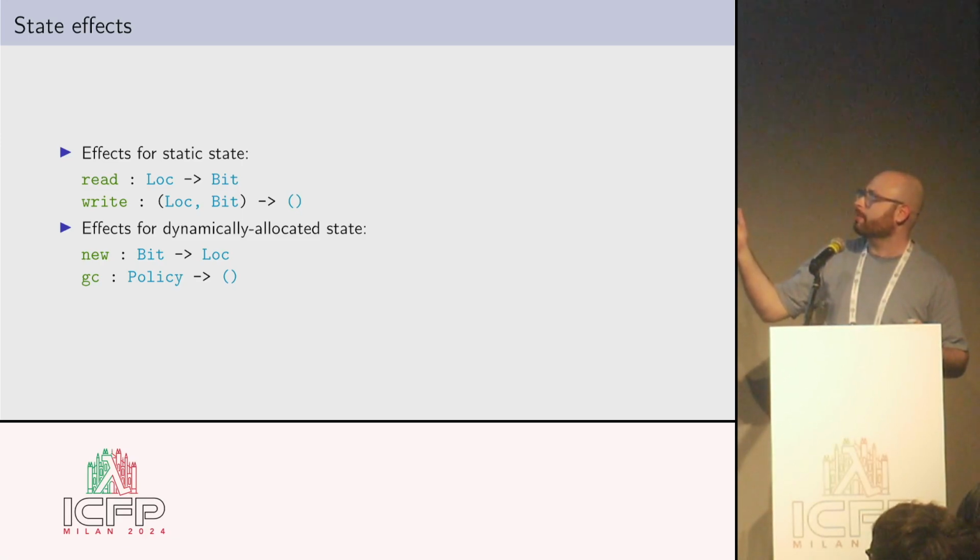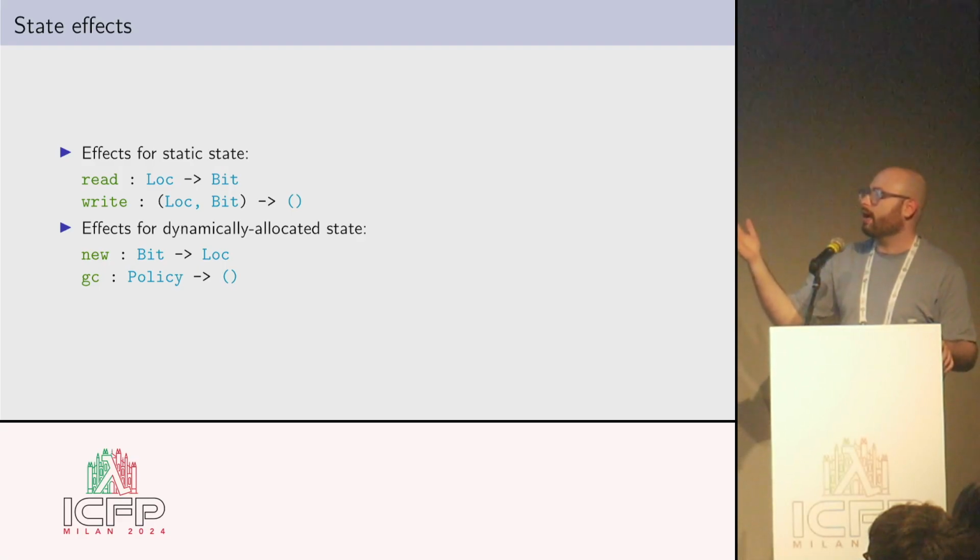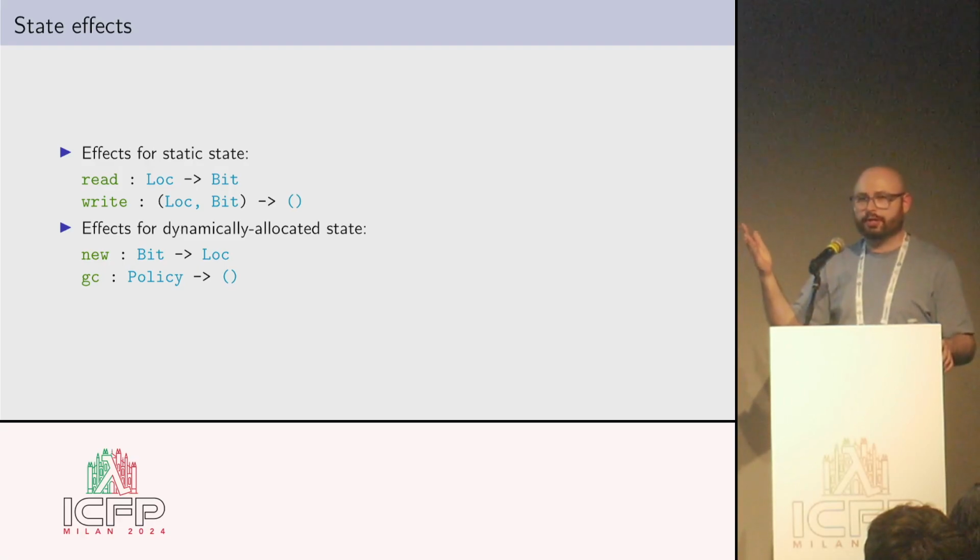So here we have some collections of effects that we might use for state. I've divided them up into two different classes. First, we have static or global state. Here we have a collection of locations, and each of the locations is going to hold a bit. We have two operations, read and write. Read takes a location and gives a bit. Write takes a location and a bit, and sets the location to the bit. And these are good for global state.